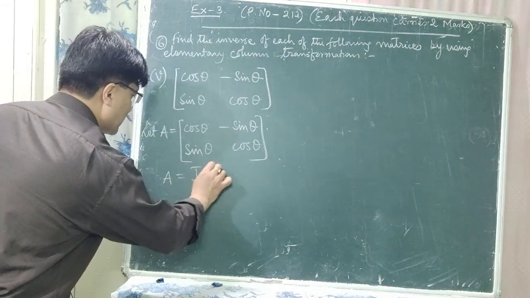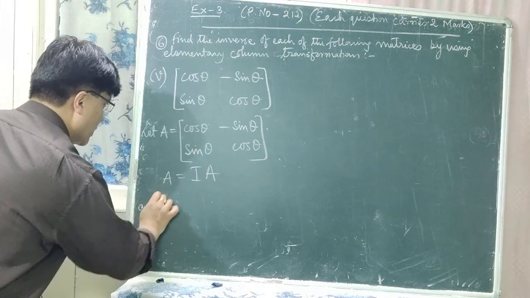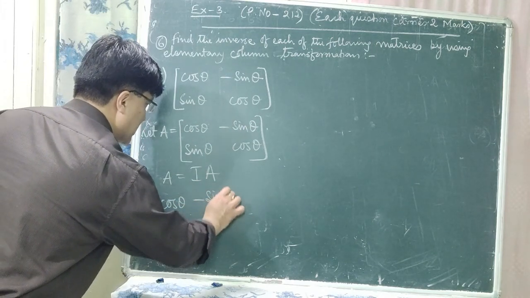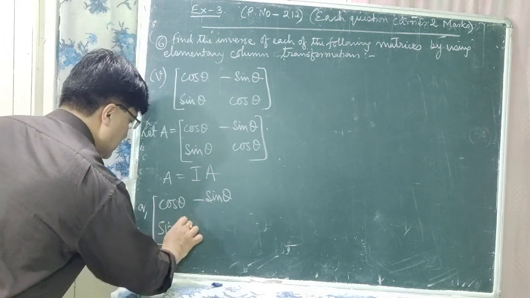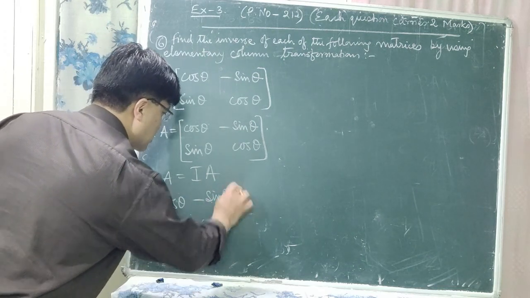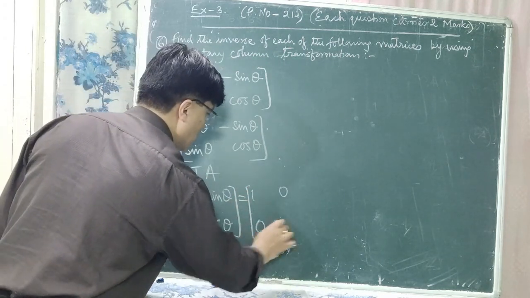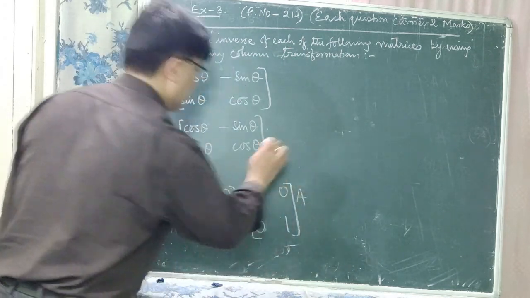So let us write down the formula. A is equal to IA. What is A here? It is cos theta, minus sin theta, and this is sin theta, and this is cos theta, is equal to, what is I here? 1 0 0 1, and this is A.